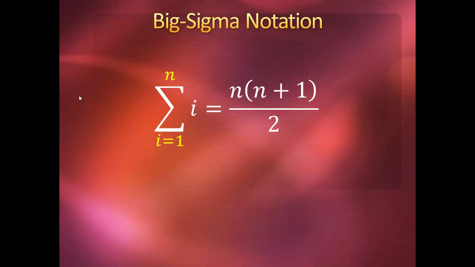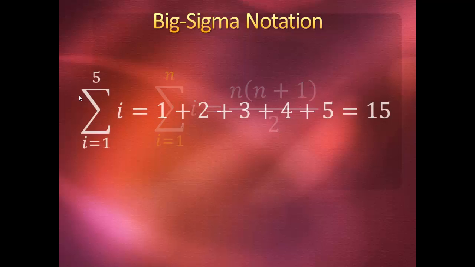Notice that n is a free variable, since the summation will actually depend on the value of n. For instance, if n is 5, then the summation is 1 plus 2 plus 3 plus 4 plus 5, which equals 15. On the other hand, i is a dummy variable, because its only purpose is to specify where to plug the specified numbers into the expression.